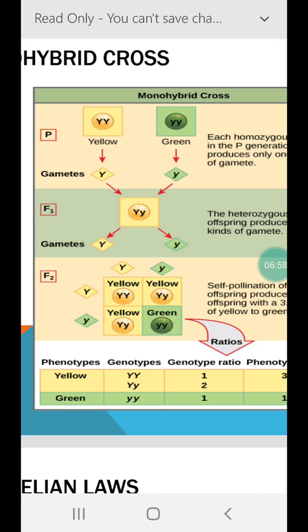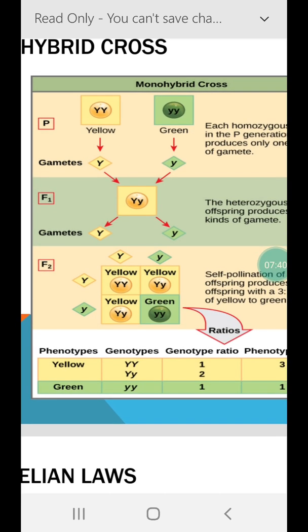What is a monohybrid cross? A cross between two pure parents in which the inheritance pattern of only one pair of contrasting characteristics is studied. Contrasting means if one parent is tall, the other is dwarf. If one parent's seed color is yellow, the other parent's seed color is green. So this is only one pair of contrasting characters. It is a cross between two pure parents differing in a single pair of contrasting characters.